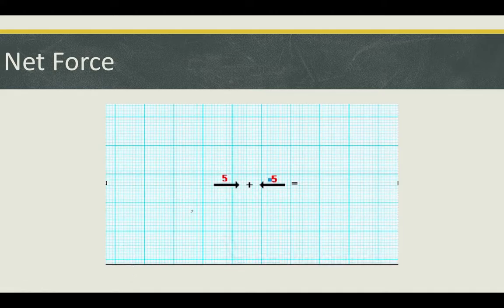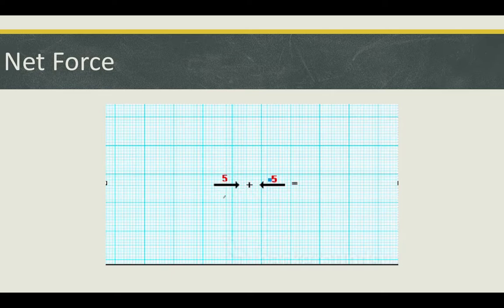Alrighty, welcome back. In this video, I'm going to teach you how to add and subtract forces so we can find the net force. So in this first example, I've got one force which is pointing to the right with a value or magnitude of 5 newtons. Also, I have a force that is pointing to the left with a value or magnitude of 5 newtons. What I want to find is the answer. We call that the net force. What is the answer when we add these forces, the net force?